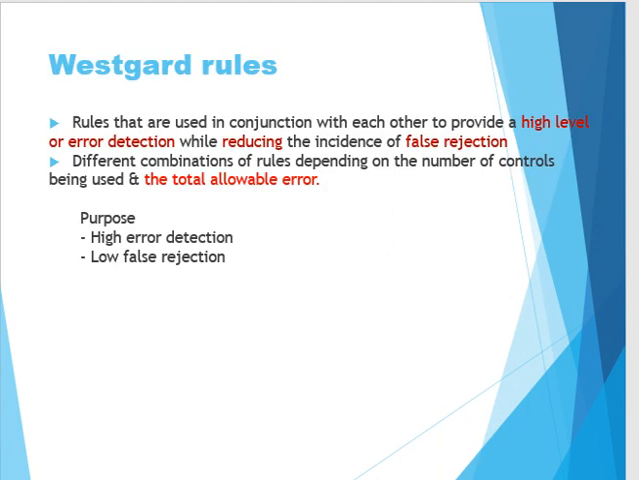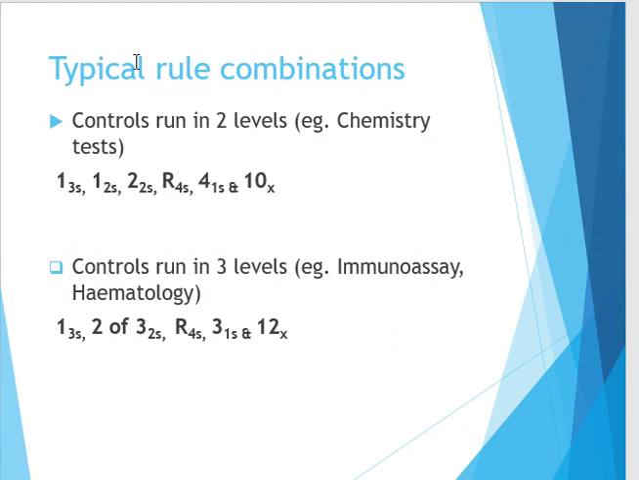And another way to inspect the QC is using the Westgard rules. They are used in conjunction with each other to provide a high level of error detection while reducing the incidence of false rejection. There are different combinations of rules depending on the number of controls being used and the total allowable error, for the purpose of high error detection and low false rejection. So these are the typical rule combinations.